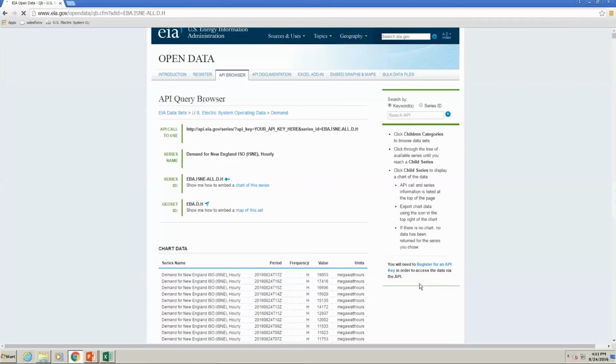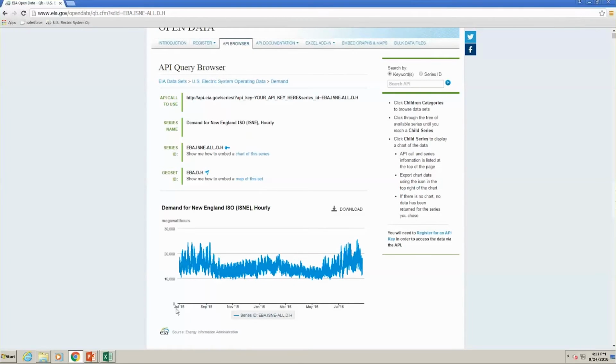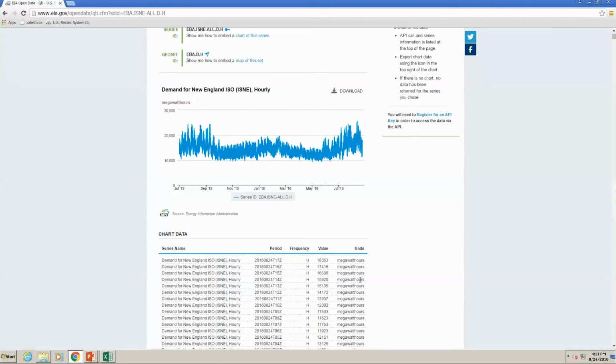And what it brings up is the open data page. So this is our API query browser, which you can use to find all the data series that are available from EIA. At the top here is the API call, which is important for being able to grab the data. It gives you a chart of the data series, and you can see this data series starts on July 1st, 2015, and goes to today. And then below that is a table with the data in it.